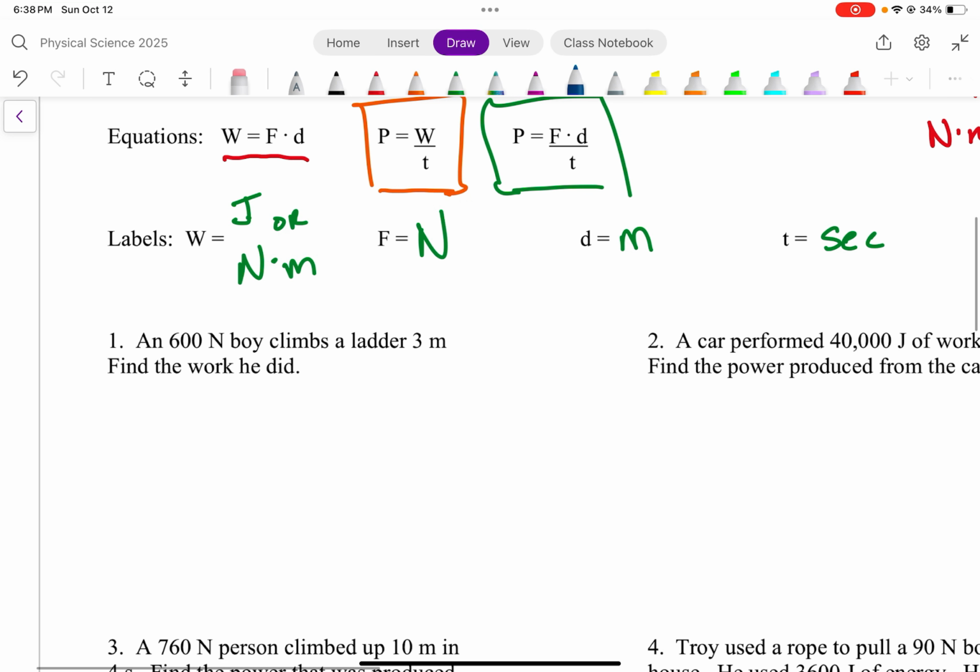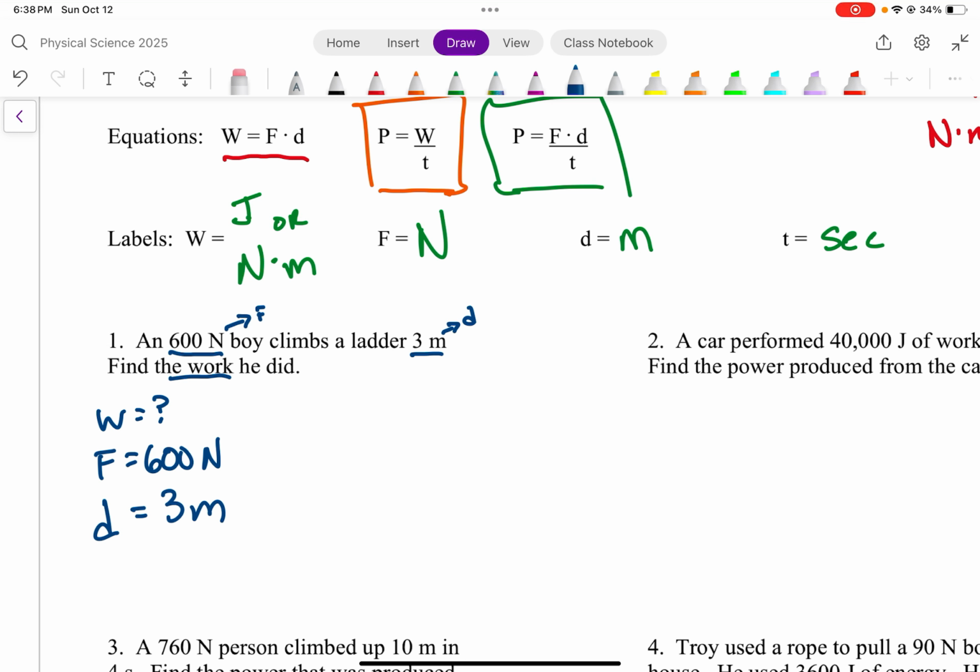Number one is fairly simple. It's saying 600 newtons, that's force, and 3 meters is distance. It says find the work. So there's my question mark. I know the force, and I know the distance. And so now I would just use the work equation. So that's similar to what we've already done. And so you can go ahead and solve that from there. Pause the video if you'd like.